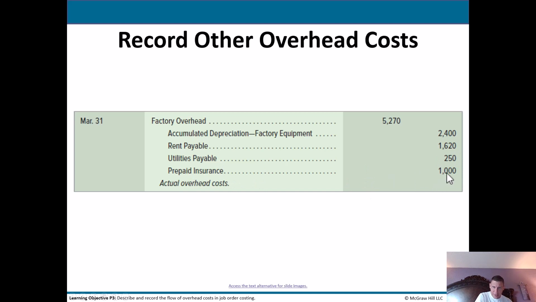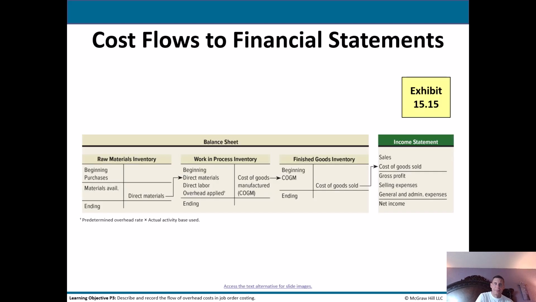This one is, of course, going down because an asset account is a normal debit balance, right? This is a credit, so it's going down. And then all these amounts added together is going to be your 5,270, and they are also charging that to the factory overhead account. Again, these are now all the actual costs.